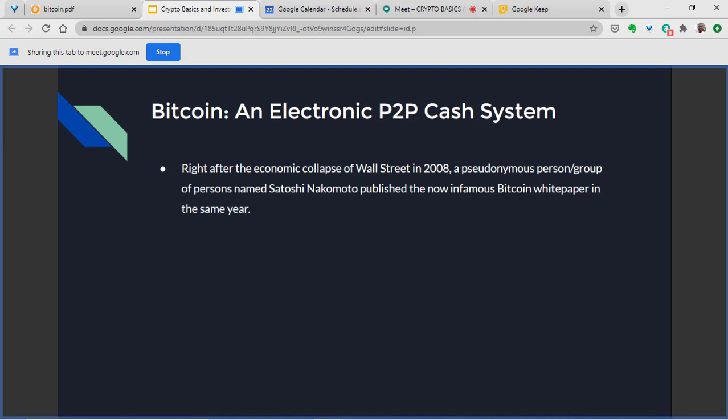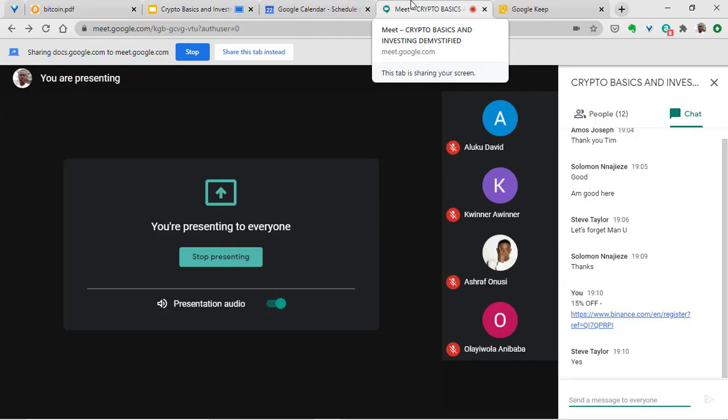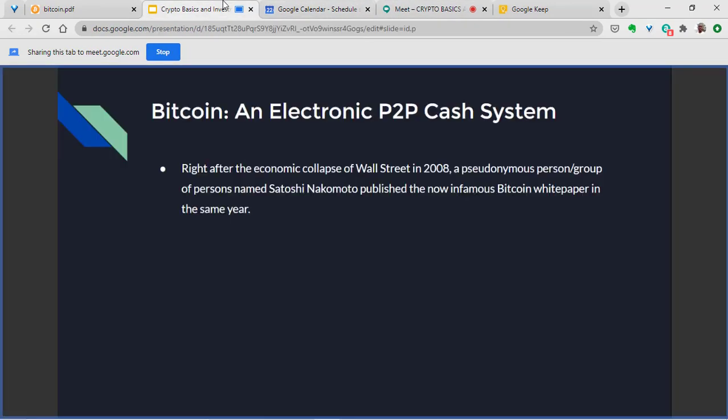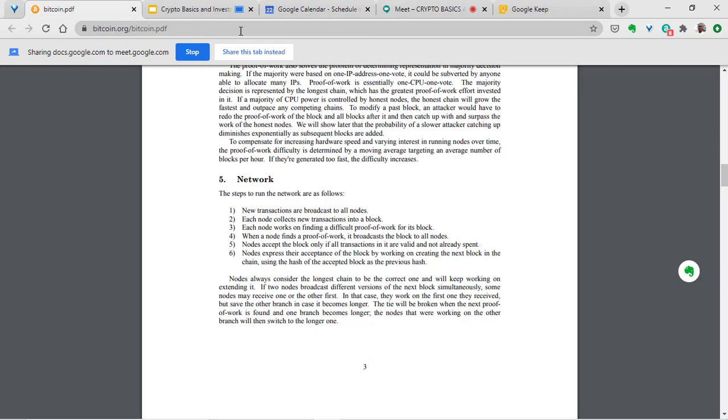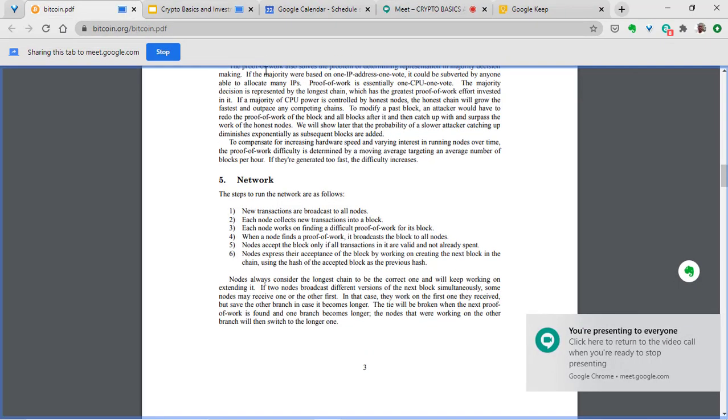He published the Bitcoin white paper. The white paper is basically like a research paper. I don't know if you've ever seen a research paper and what it looks like. I currently have it open, so let me share my screen. For those who have never seen the Bitcoin white paper, it will be good for you to see it now.